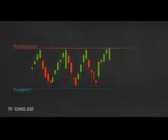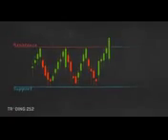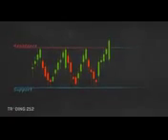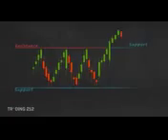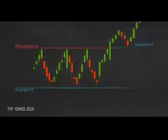Let's say the price breaks out above the resistance level. At this moment, the resistance line might become a new support level as the supply and demand has shifted, so most likely new levels of support and resistance will be established.